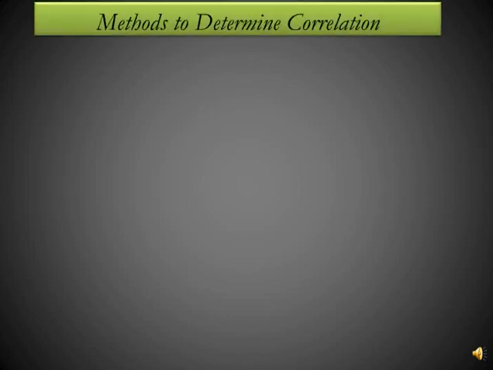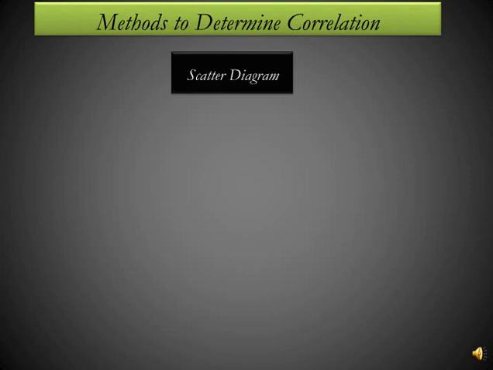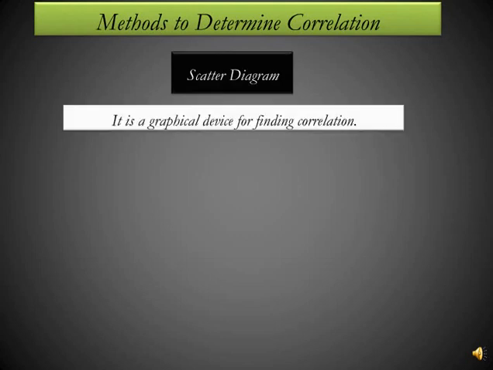Now, methods to determine correlation. Our first method to determine correlation is the scatter diagram. It is a graphic device for finding correlation.